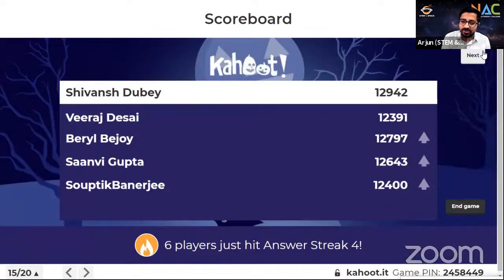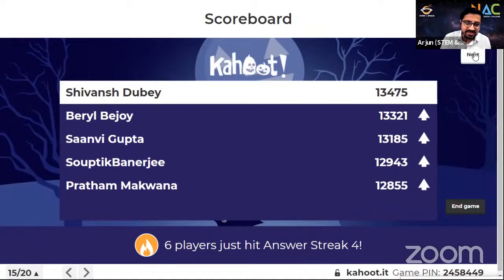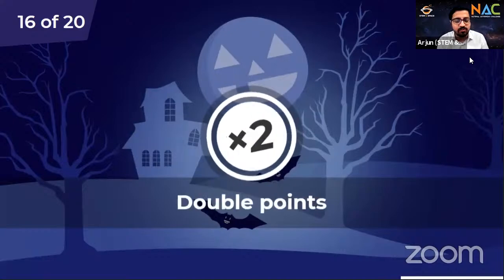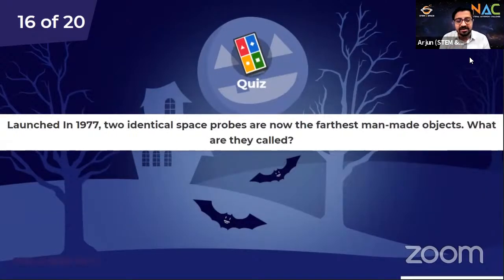Let's take a look at the scoreboard and see if there is any change. Yes, there is. And now we have Shivansh, Beryl, Sanvi, Soptik, and Pratham completing the top five. And six players just hit the answer streak of four. Great job, students. Try to maintain your streak. With this, question number 16, worth double points once again.